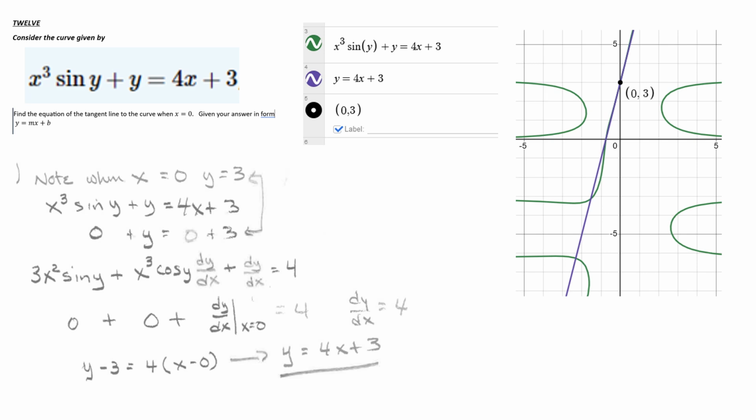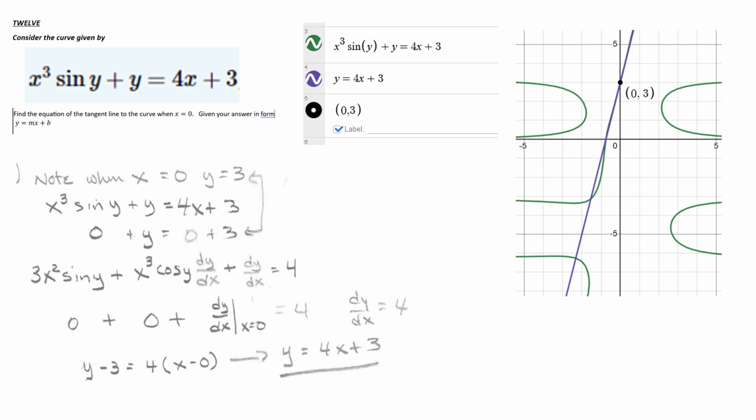Here you were to do implicit differentiation and find the equation of the tangent line to the curve, and put it in the form y equals mx plus b. So use implicit differentiation. First you note when x is equal to 0, y is going to be 3. Then you take the derivatives. That's where we found out that when we substitute 0, we get y is 3.